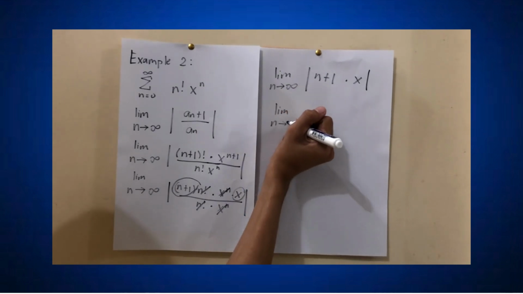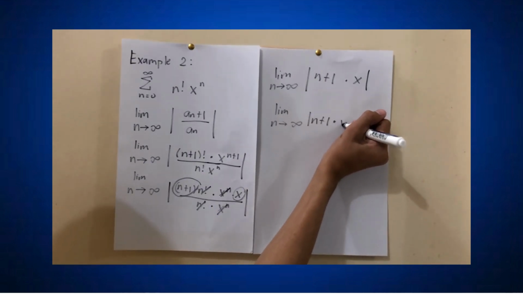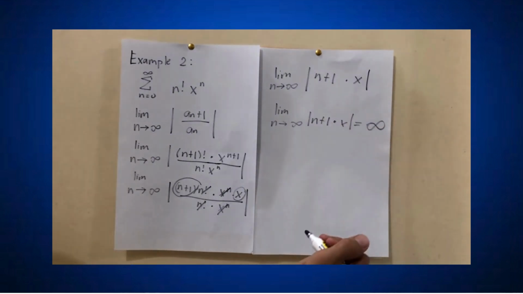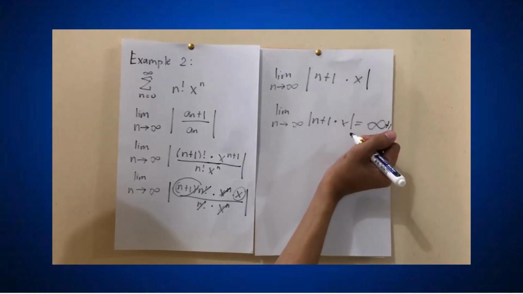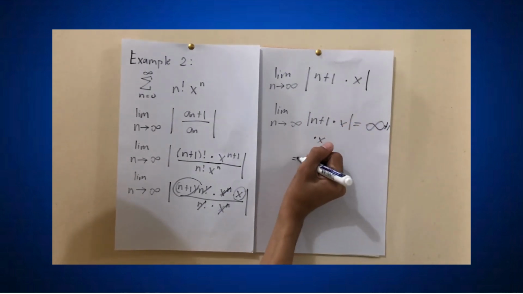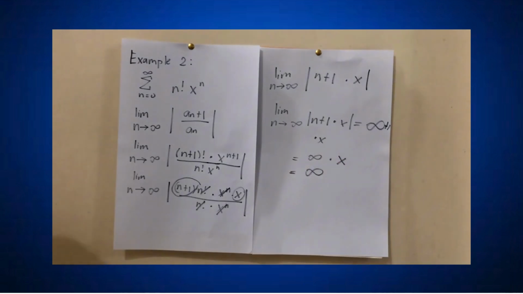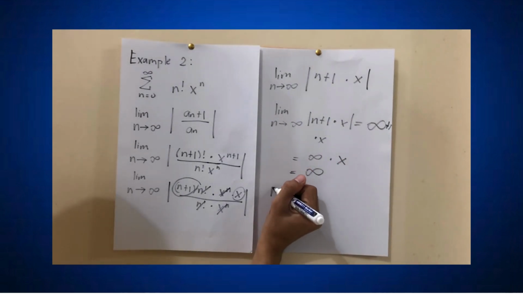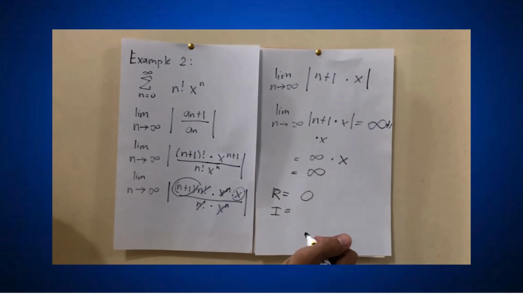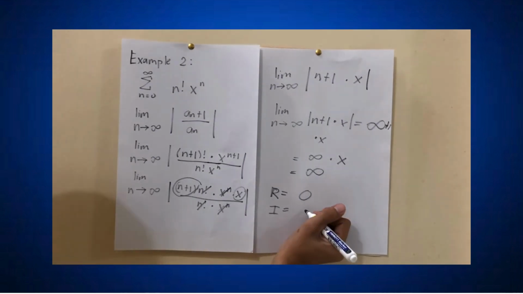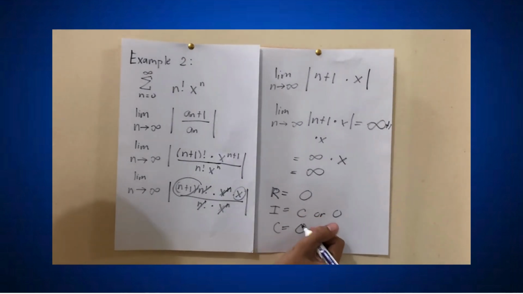Then after that, substitute infinity into n plus 1 times x. We will have infinity plus 1 times x, and infinity times x is equal to infinity. So, based on our table, when the answer we get is infinity, we will have a radius equal to 0, and our interval is the same as our center, which is 0.